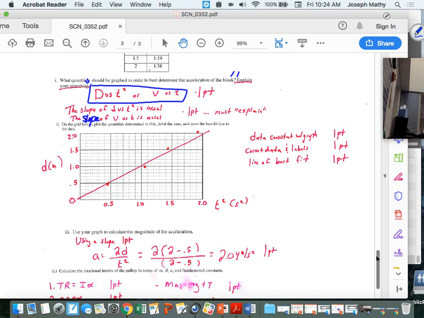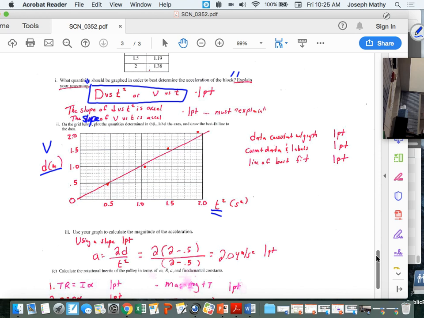Data that is consistent with the graph. You've got to get a D versus T squared graph. If you plot a D versus T graph, you're going to get velocity, and that's not acceleration. Or you could have put a V versus T graph here, and that slope would be acceleration too.